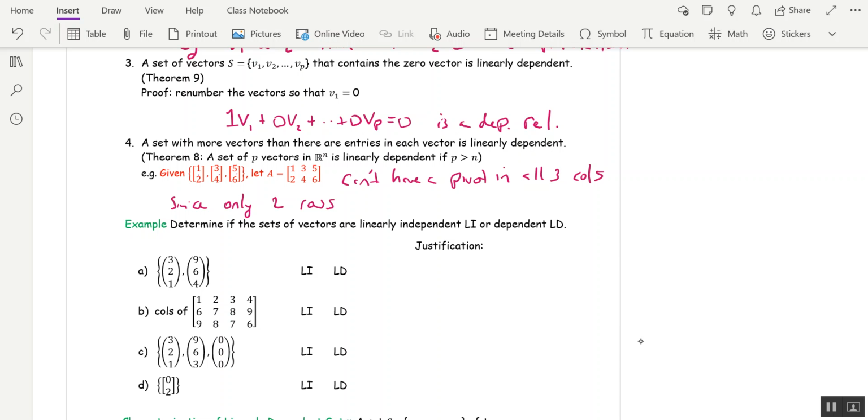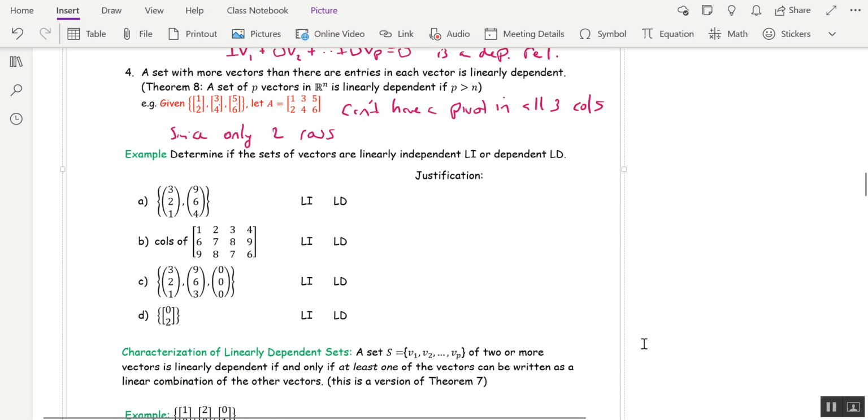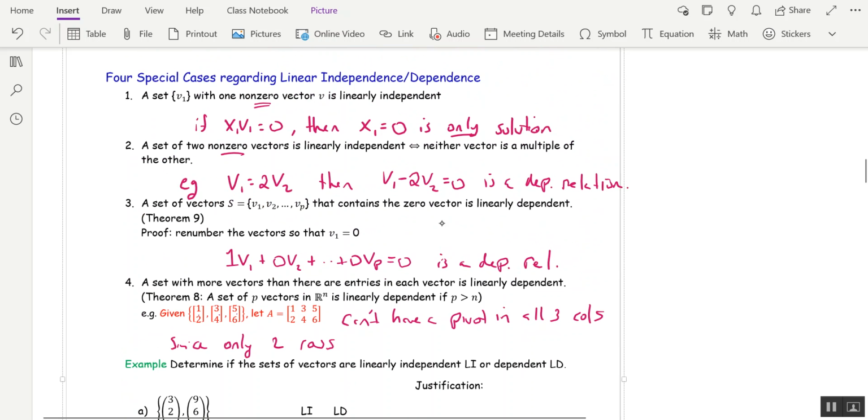All right, so let's just do a fun practice problem here where we look at 4 different sets and we state whether or not they're linearly independent, LI, or linearly dependent, LD, and we justify it using one of those numbers above. So for the first one, I've got 2 vectors, so I want to be looking at special case number 2, which talks about a set of 2 non-zero vectors.